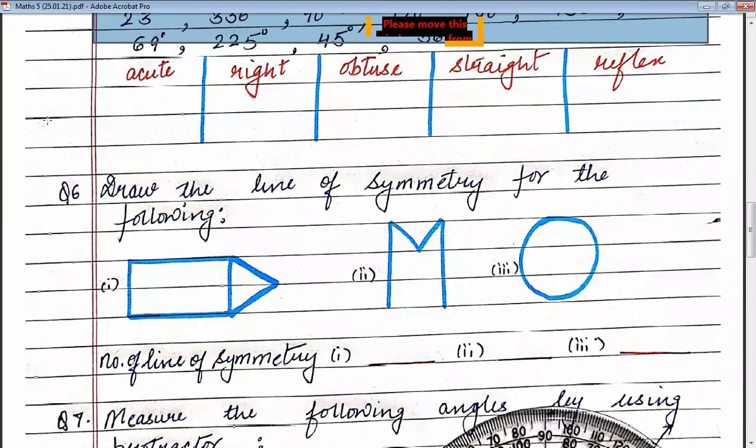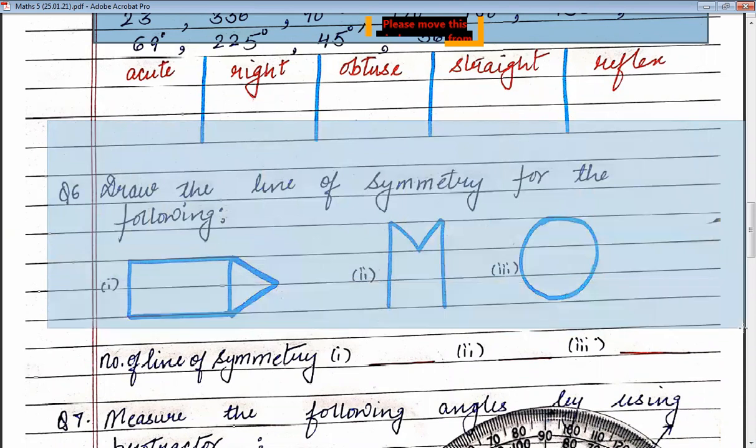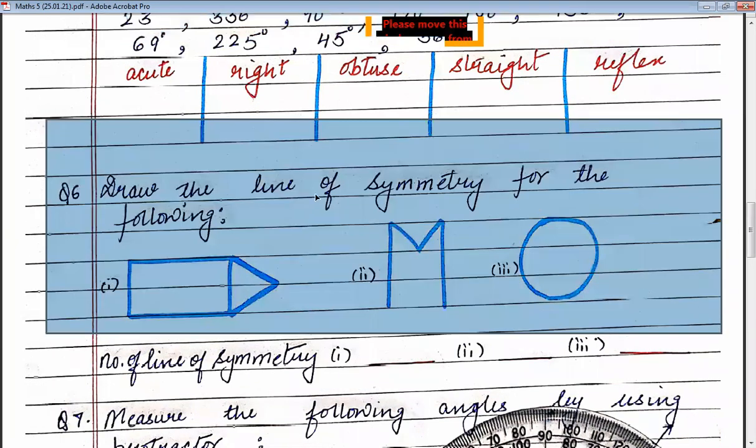Now, again, very easy. Children, here you have to draw the line of symmetry for the following. I guess you remember what is line of symmetry? Now, children, line of symmetry is a line which divides a figure in half or in two equal parts. So let's see the first one. This is your line of symmetry. So it is dividing your line into two equal halves.